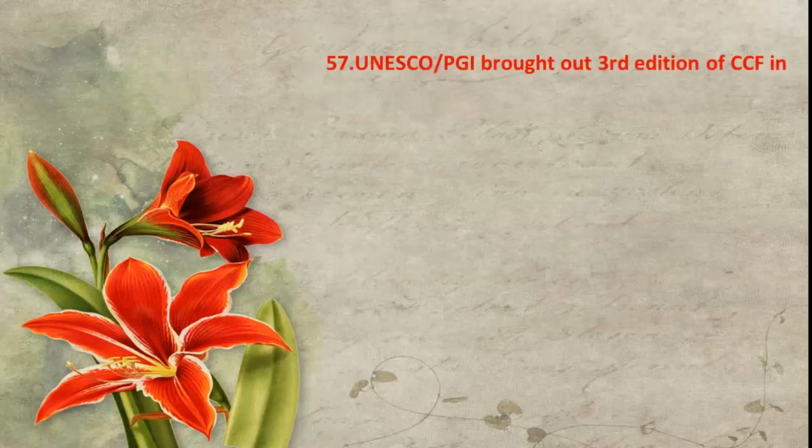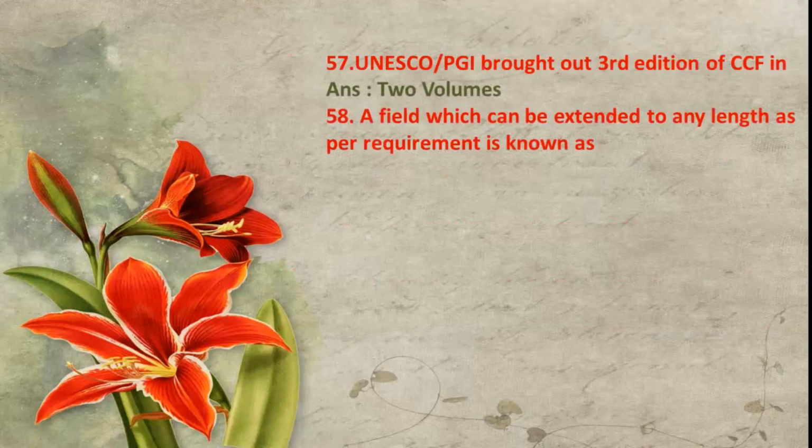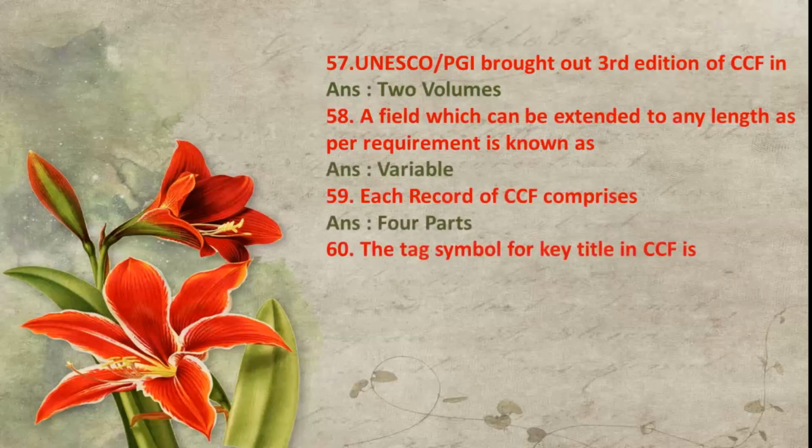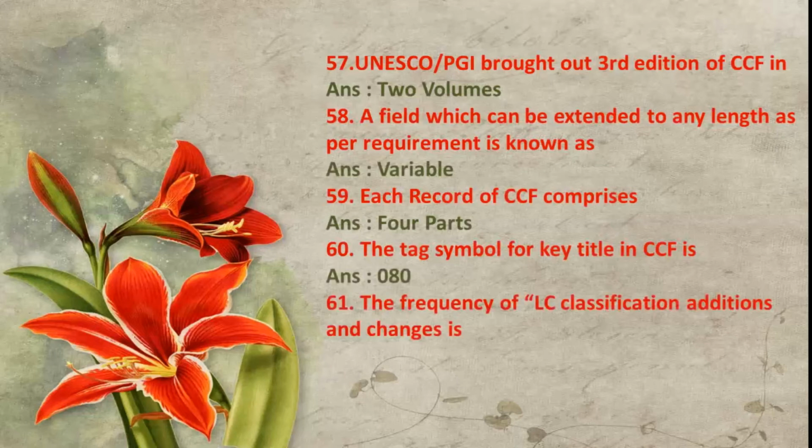UNESCO PGI brought out the 3rd edition of CCF in 2 volumes. A field which can be extended to any length as per requirement is known as variable. Each record of CCF comprises 4 parts. The tag symbol for key title in CCF is 080.